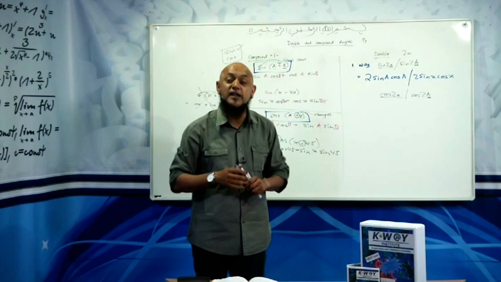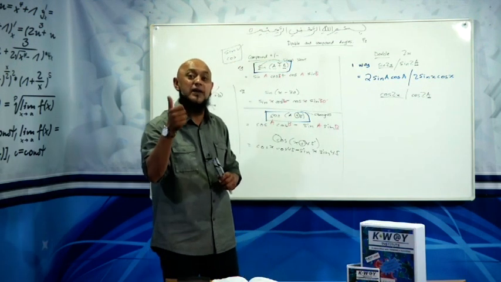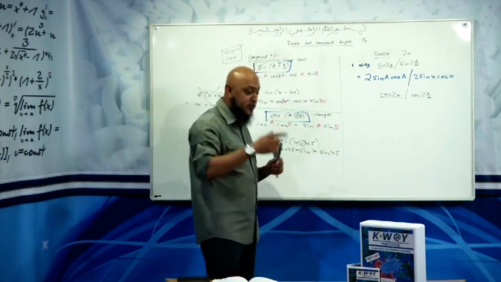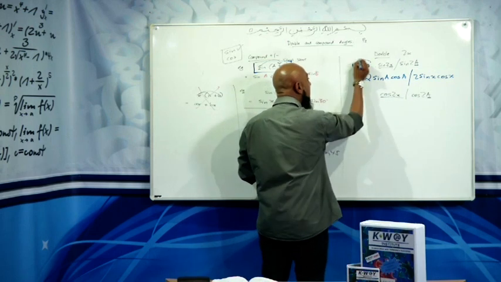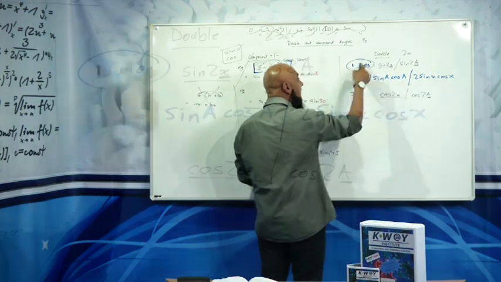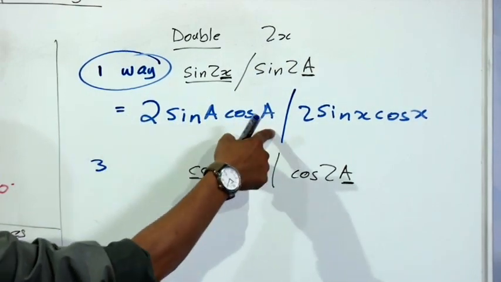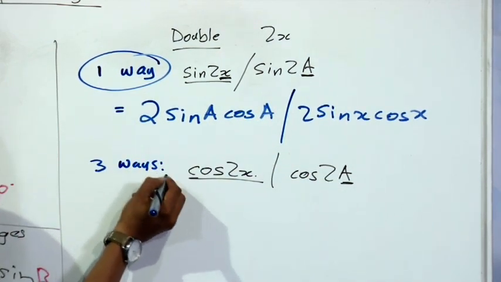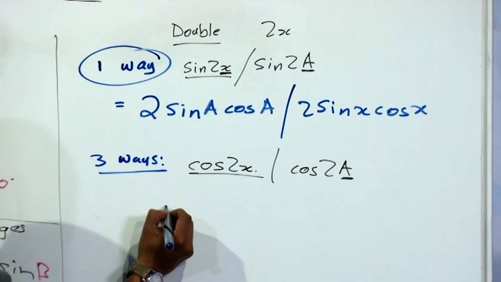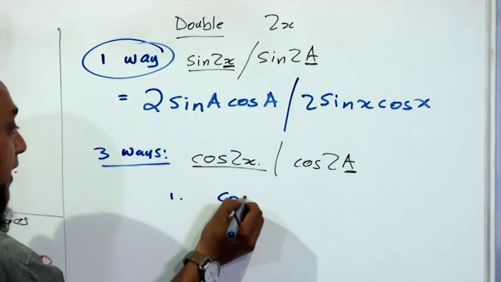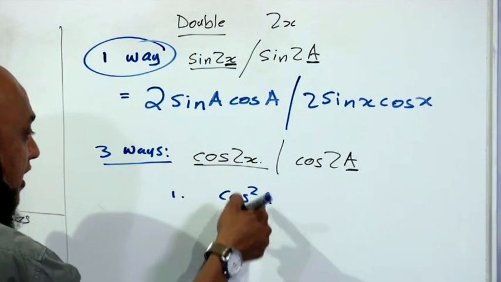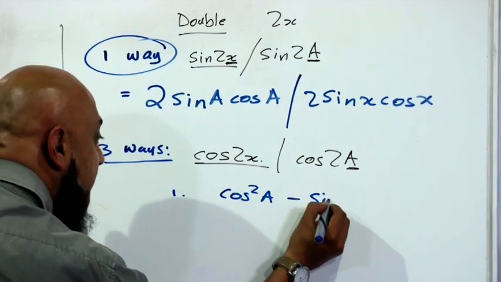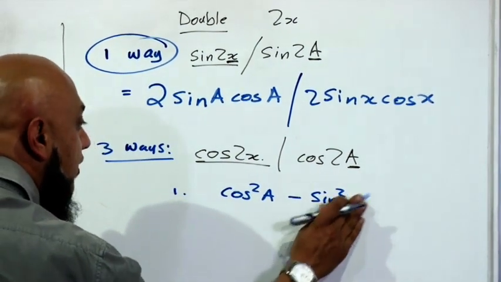How many ways can the cos 2x formula, or the double angle for cos, be broken up? Yes, you are right, grade 12s. In 3 ways. So the sine can only be broken up in one way, 2 sine a cos a, but cos 2a can be broken up in 3 ways. What are the 3 ways? Number 1, it can be broken up into cos squared x minus sine squared x.